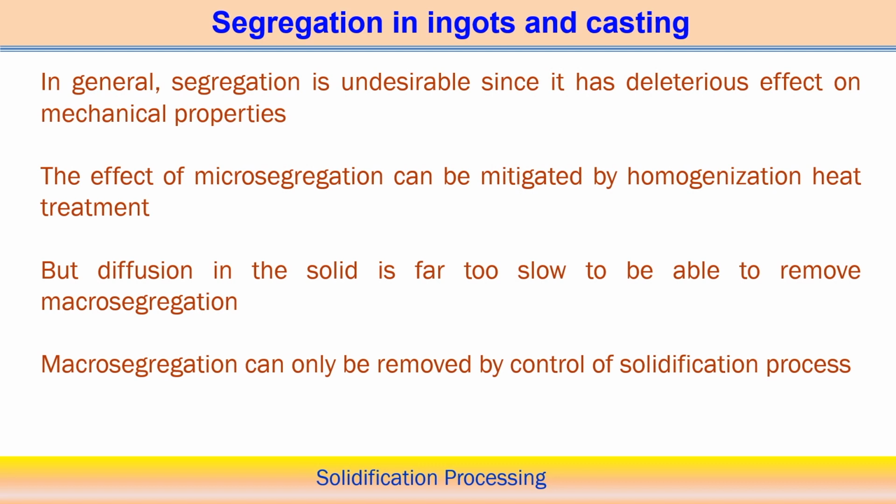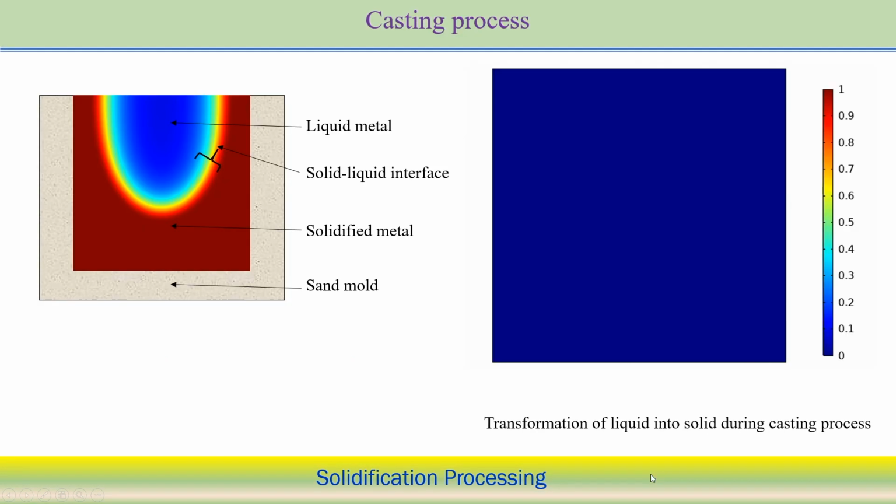So, in that case it can be mitigated, but macro segregation happens over long distances, and diffusion in the solid is far slower, so we will not be able to completely remove the macro segregation. So, macro segregation is only possible to control if we control the solidification process. During the solidification process we can avoid it, we can control the macro segregation, but with any kind of post treatment process it is basically not possible to remove macro segregation, whereas micro segregation can be removed by a heat treatment process.